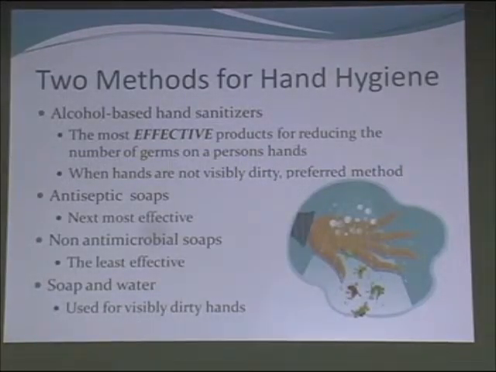So there's two methods for hand hygiene. The alcohol-based hand sanitizers. These are the most effective products for reducing the number of germs on your hands. When your hands are not visibly dirty or soiled, it's the preferred method. The antiseptic soaps are the next most effective. Non-antimicrobial soaps are the least effective. Obviously, you're going to use soap and water for visibly dirty hands.